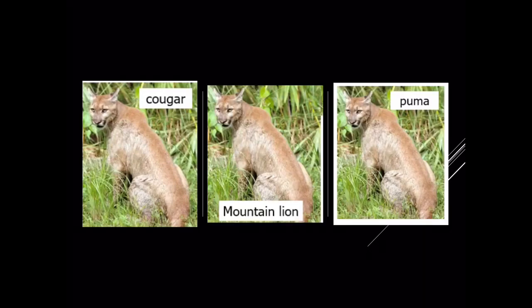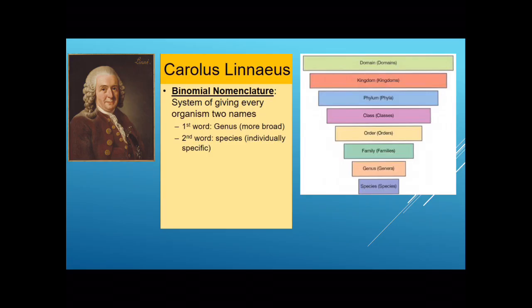Here is a cougar. Here is a puma. There's a mountain lion. Can you see how this would be confusing if we did not have specific names for these organisms? In parts of the world, this animal has different names, but if we break it down to its scientific name using our classification system, then that specific organism has two names and everyone will know what we're talking about. So back to Carolus Linnaeus and his binomial nomenclature.